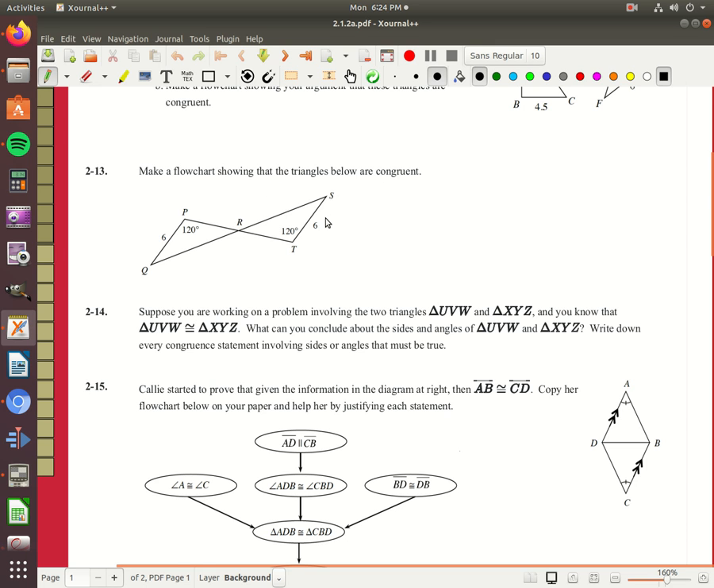So let's make a flow chart that the triangles below are congruent. Again, I'm looking for certain things here. I'm not seeing any right triangles or any right angles. I'm not seeing any reflexive sides, but I do see some vertical angles right here. These are definitely vertical angles. I don't have any parallel sides.